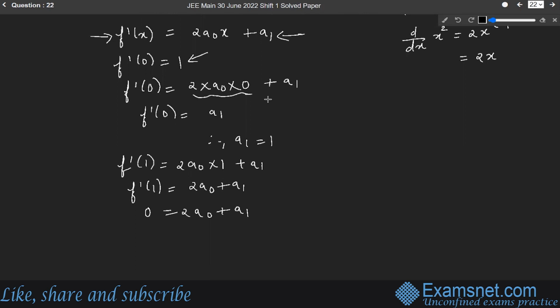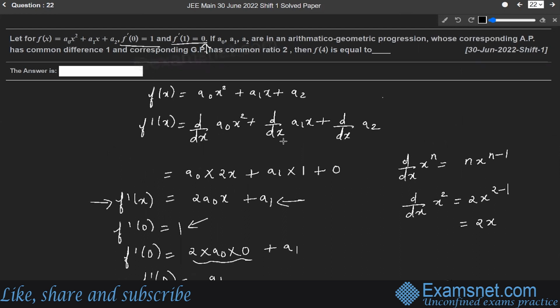We know the value of a1. What is a1? It is 1. So we can substitute it. So it will be 2a0 plus 1. So we have 2a0 is equal to minus 1. So what will be the value of a0? It will be minus 1 by 2. See, now we have the values of a0 and a1. What we have to calculate is a2, because a0, a1 and a2 are in the arithmetic geometric progression, right?